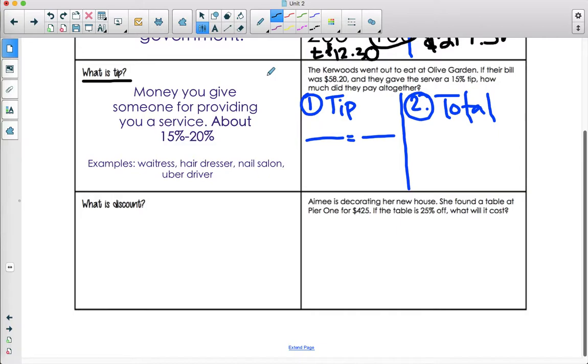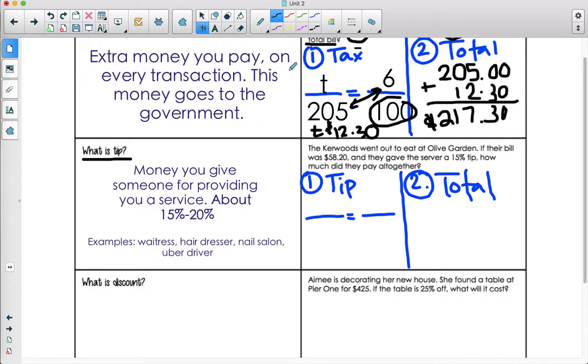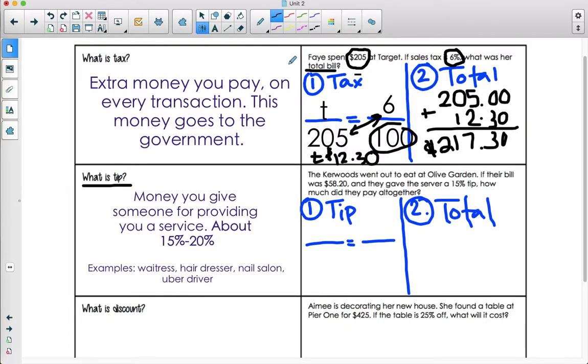This is different than tax only in the fact that the money that you give doesn't go to the government. With a tip, your money goes directly to that person, and that's how they get paid.